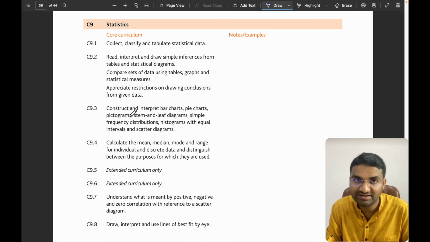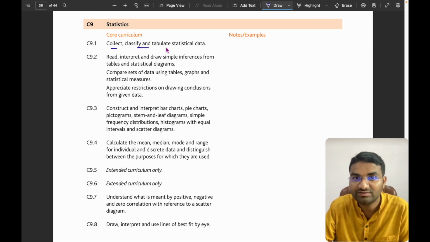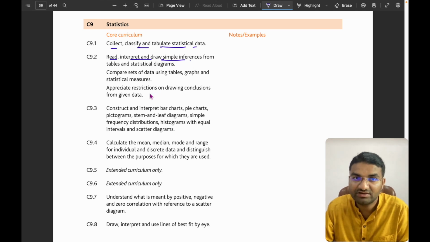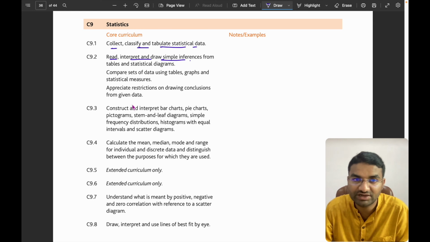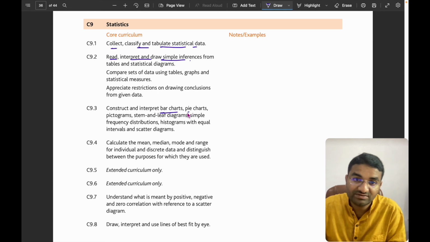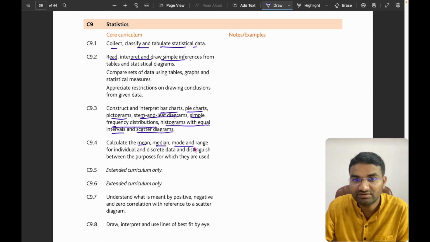Fine. Then next, the last topic for core as well as extended students is statistics: collect, classify, tabulate the statistical data, read, interpret, draw simple inference from a table, then compare the data, appreciate the restrictions on drawing conclusions from the given data. Okay, so basically drawing the conclusion, fine, then construct, interpret the bar charts, pie chart, pictogram, stem and leaf diagram, simple frequency distribution, histogram with equal intervals, scatter diagrams, find mean, median, mode, range for individual and discrete data, distinguish between them.